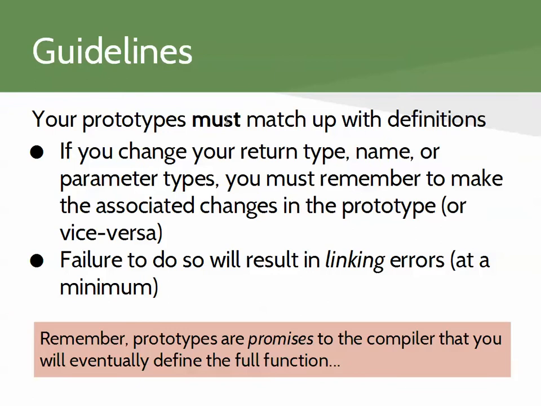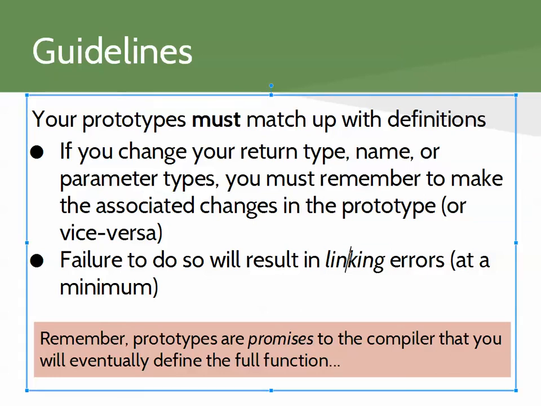Your function prototypes must match the definition. And here's where you can get yourself into a little bit of trouble. If you write your function prototypes and everything works, and then you change your return type or the name of the function, if you change anything, you must remember to change it in both places. You have to change the prototype and the function definition itself. If you fail to do that, you're going to get some more of these linking errors like we've talked about before.